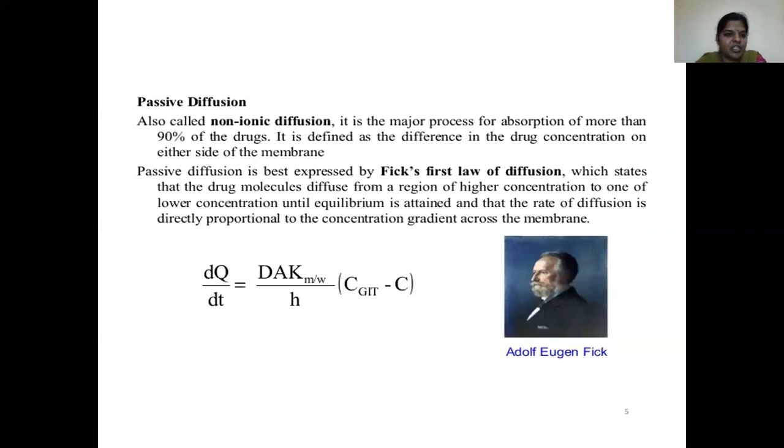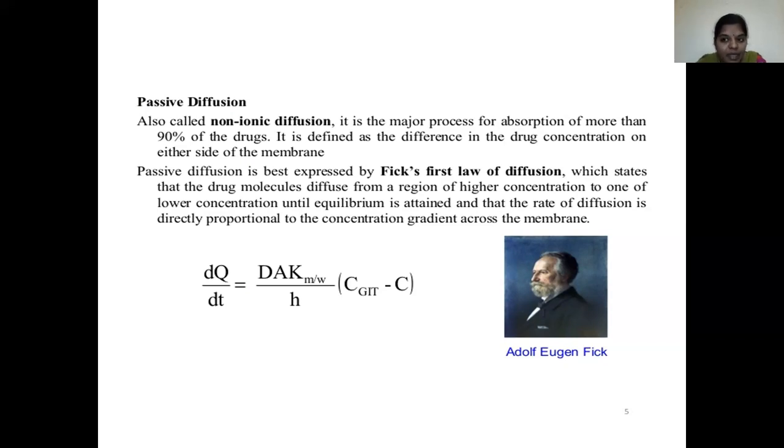So passive diffusion is also called non-ionic diffusion. It is the major process for absorption of more than 90% of drugs. That means 90% of drugs follow passive diffusion for absorption through the GIT. It is defined by the difference in drug concentration on either side of the membrane, right? Then how could you know this passive diffusion process? By knowing Fick's first law of diffusion. Fick is the scientist who explained the mathematical derivation of passive diffusion. I already told you in the last class.